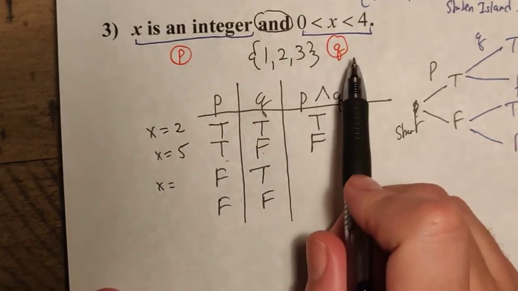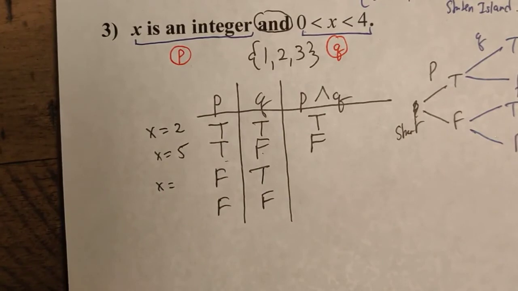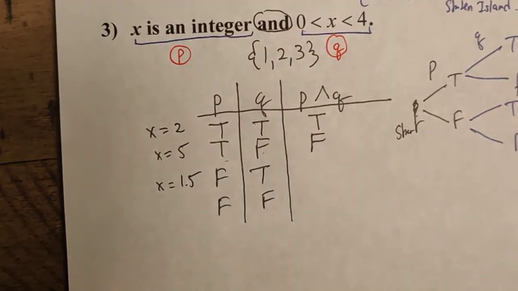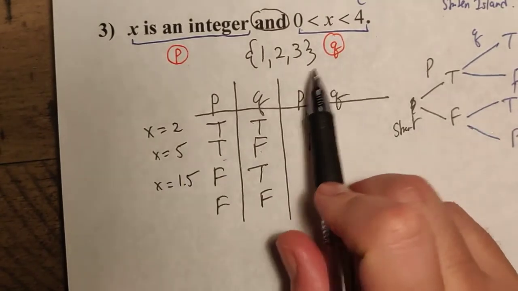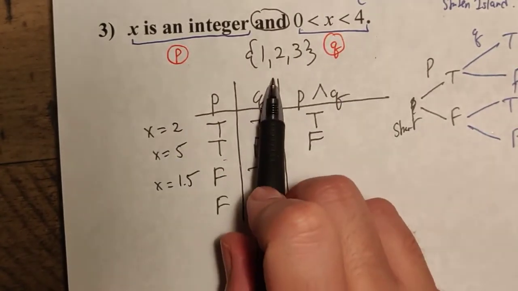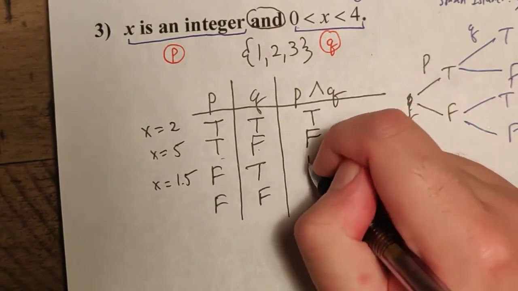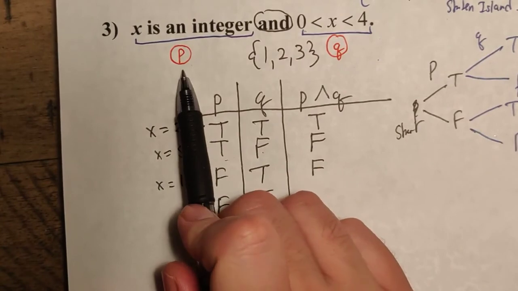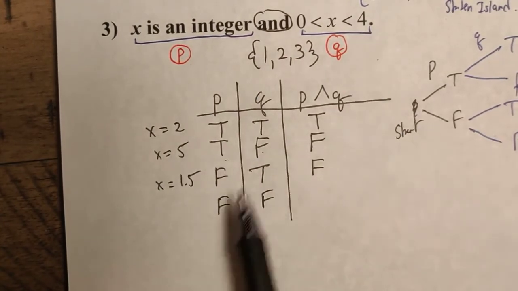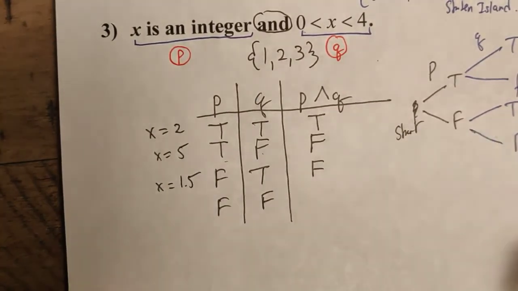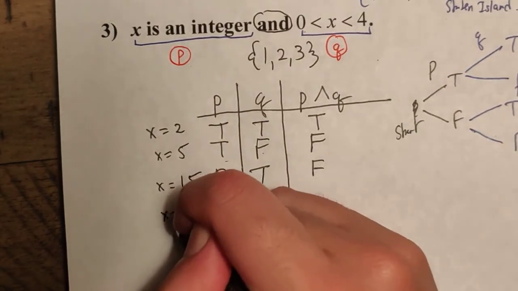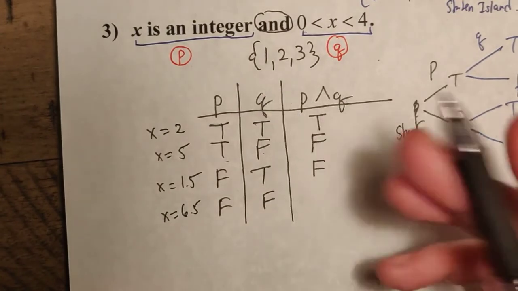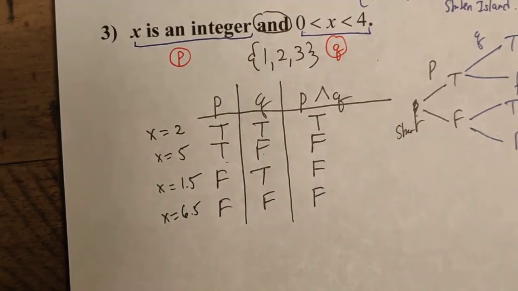The third row, we want Q is true and P is false, so we can say something like, I don't know, X is 1.5. 1.5 is not an integer. 1.5 is between 0 and 4, but again, note it doesn't show up in the solution set, so in this situation, it's going to be false. And similarly, in the last row, X is an integer and 0 is less than X is less than 4 with 2 falses. We can just simply pick, say, X is 6.5. Again, 6.5 doesn't show up in our solution set, so this is also going to be false.